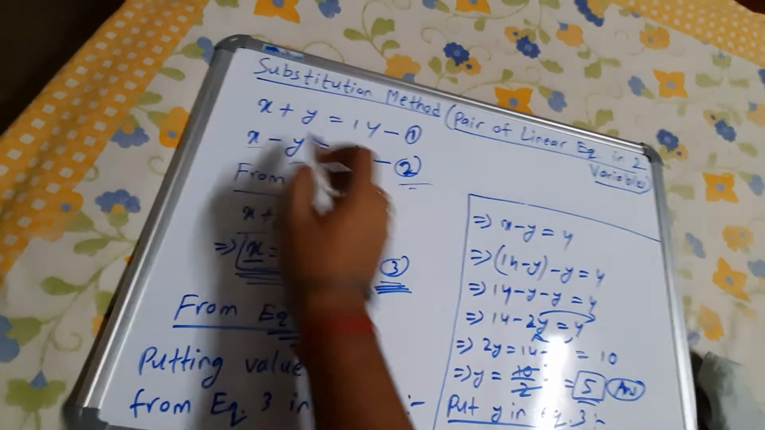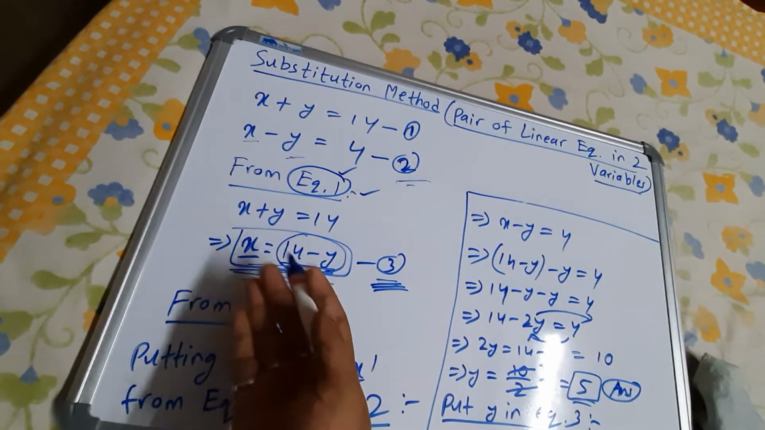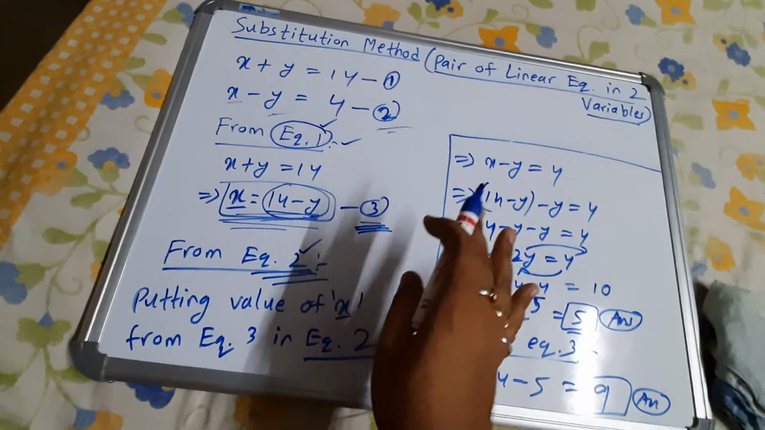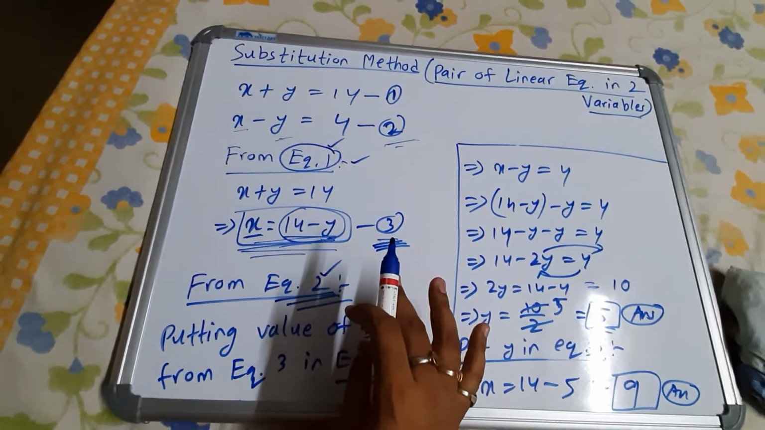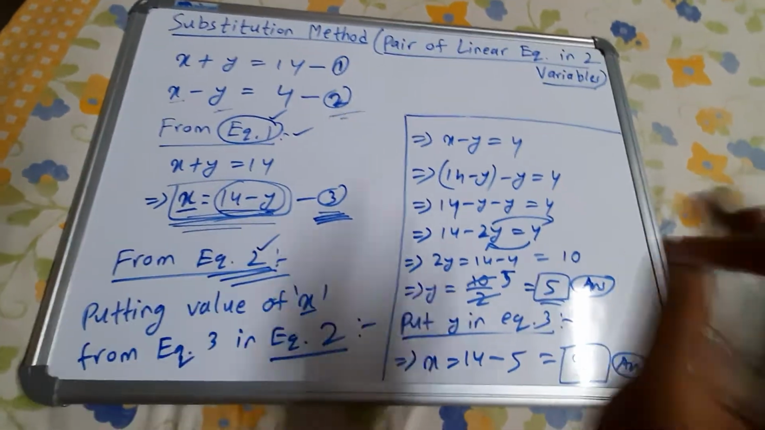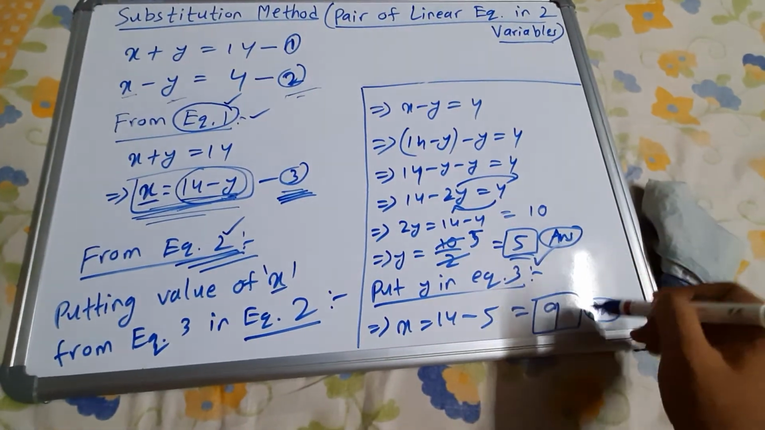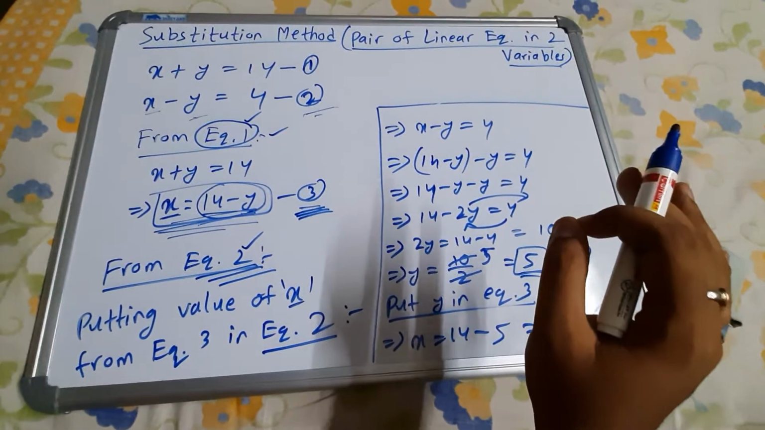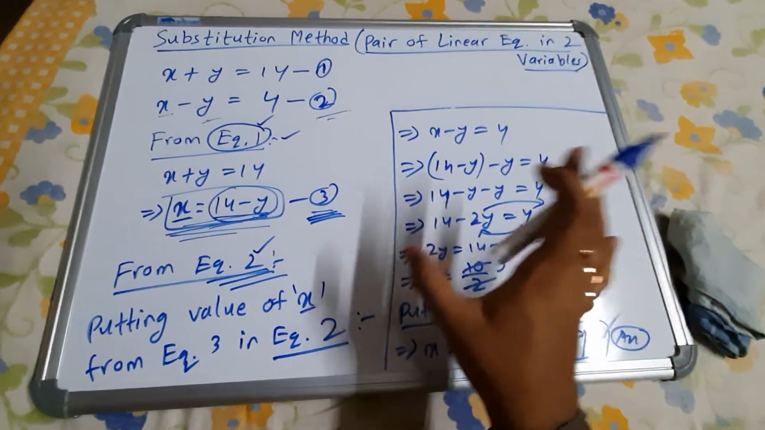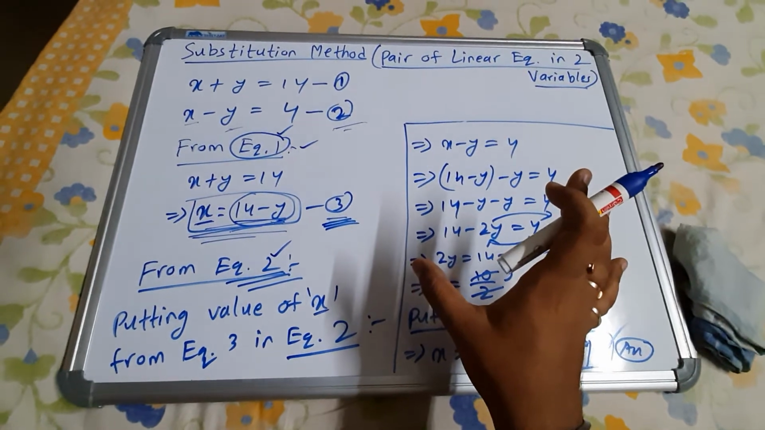Okay, and you can take any value. I took x over here, you can take y also. You can practice at home by taking y and using the same pair of equations. By taking y, you will absolutely get the same answer, that is y equal to 5, x equal to 9. Understood? So I hope this concept is understood by you.